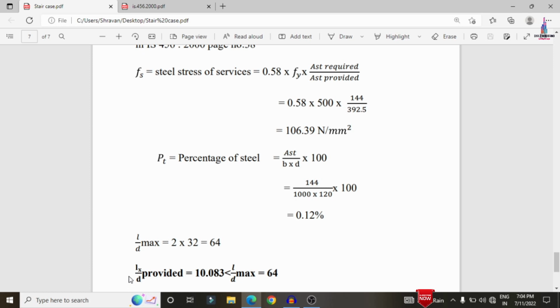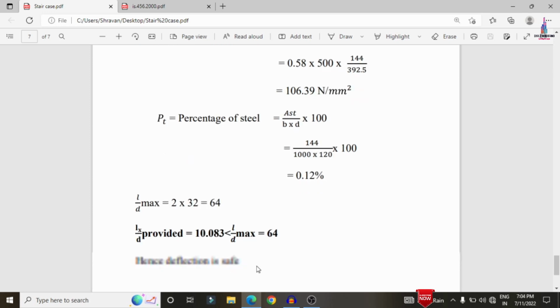Lx by D provided, which equals 10.083, is less than L by D max, which is 64. Hence the provided deflection is safe according to the IS 456-2000 codal provision.